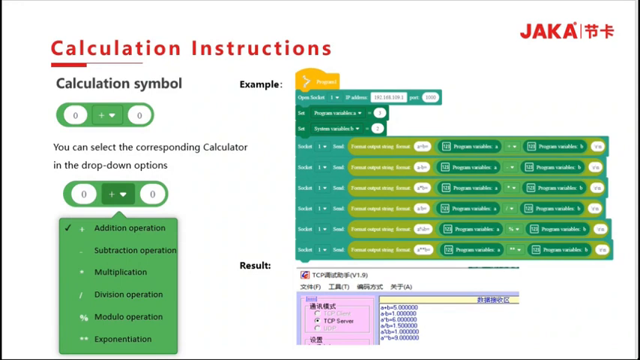First, look at the calculation operator instructions. Click the drop-down list in the middle of the calculation operator to select addition, subtraction, multiplication, and division operation.